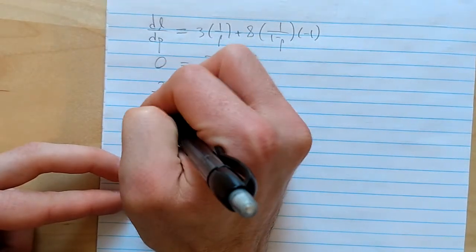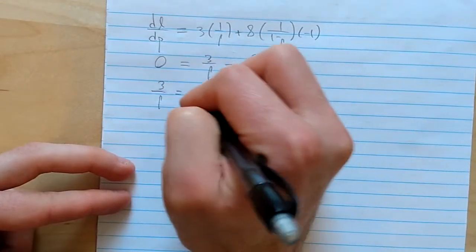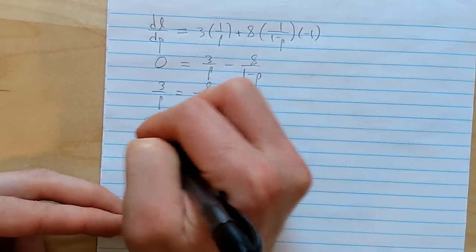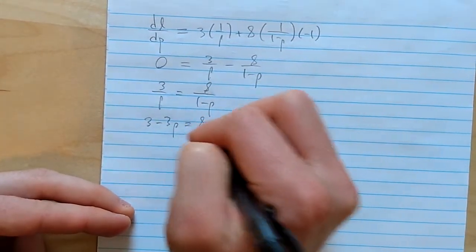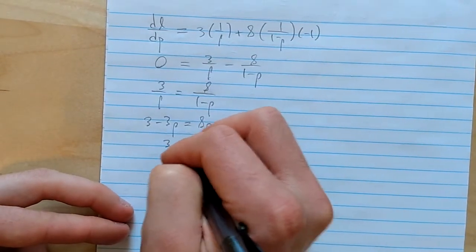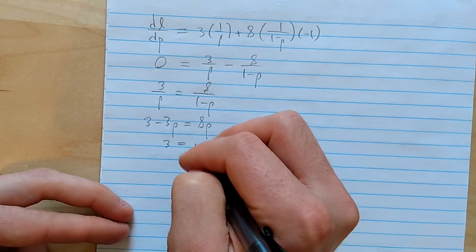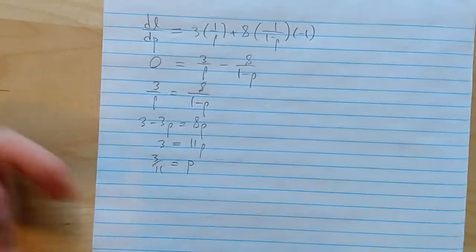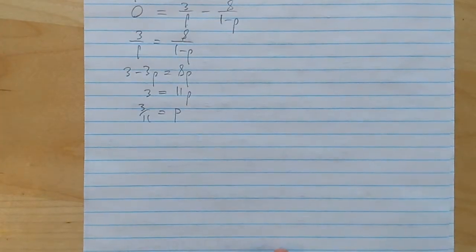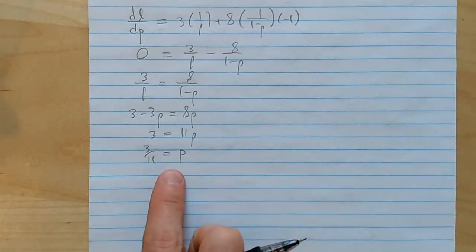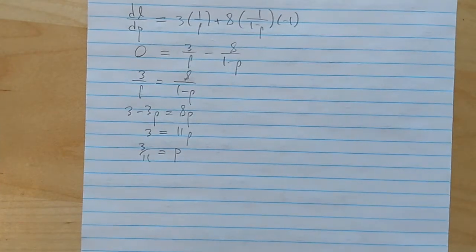So let's set this equal to 0 and see what we get. We get 3 over P equals 8 over 1 minus P, right? And then 3 minus 3P equals 8P. And all in all, you get 3 equals, what, 11P? So P equals 3 over 11. So you get a critical point at 3 over 11, and that is going to be our maximum likelihood estimate for P.